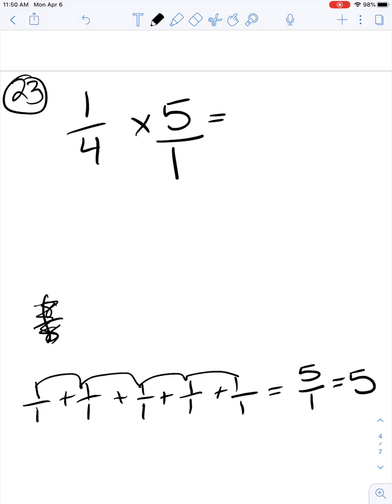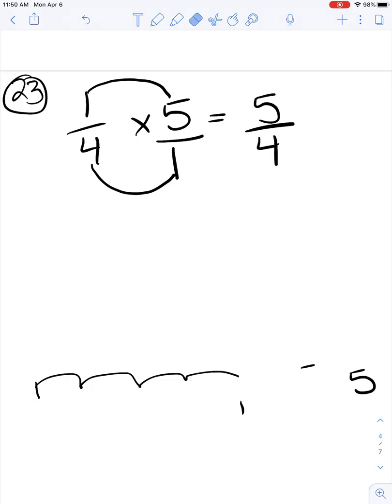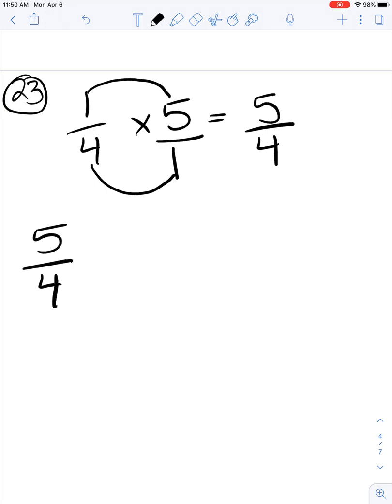Okay, that's why. So now we take our numerator times our numerator. 1 times 5 is 5. And our denominator times our denominator. 4 times 1 is 4. Now I'm hoping you're thinking something about that. I'm hoping you're realizing that, oh, that is an improper fraction. Let's make it proper. So if you just did 5/4, totally great, 100%. But let's make this proper.